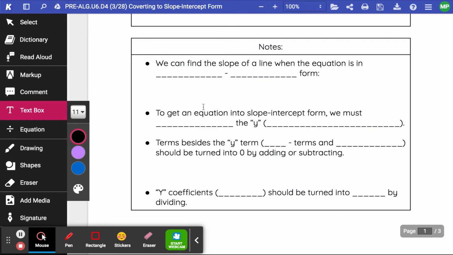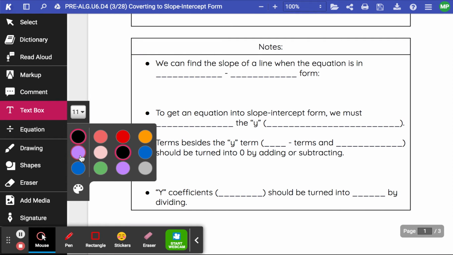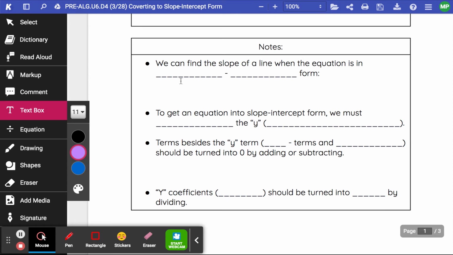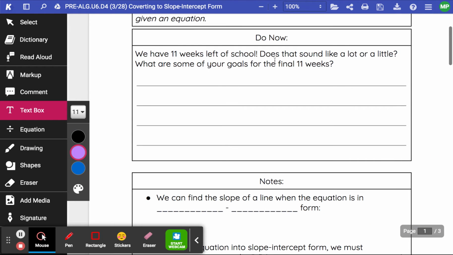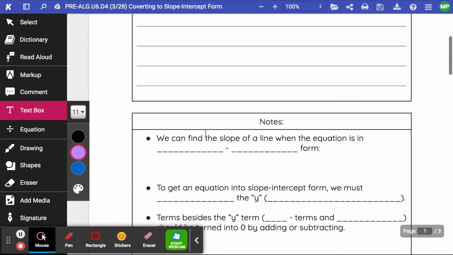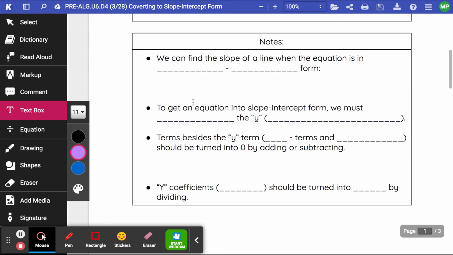Okay, let's jump into some notes because I've already spent some of my time and I know it's going to cut me off and drive me crazy. So make sure you're on your notes. Here we go. Oh, I want to answer the do now real quick. It sounds like a little time to me, and some of my goals include getting us ready for next year math. Okay, so we got a lot to cover.